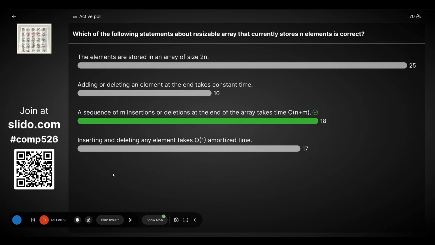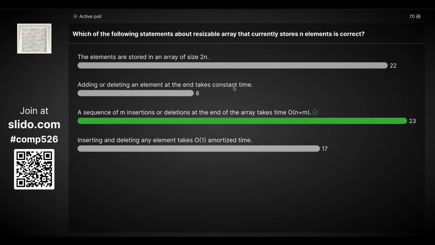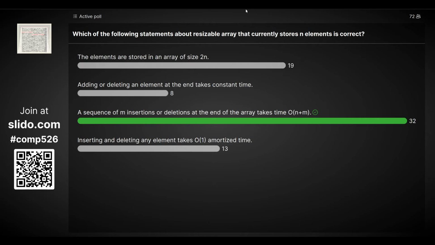Try to resist the urge to change your answer. This is a fairly tricky question. I probably meant to not show you the result yet. You'll figure out why the answer I already revealed is correct after the fact.